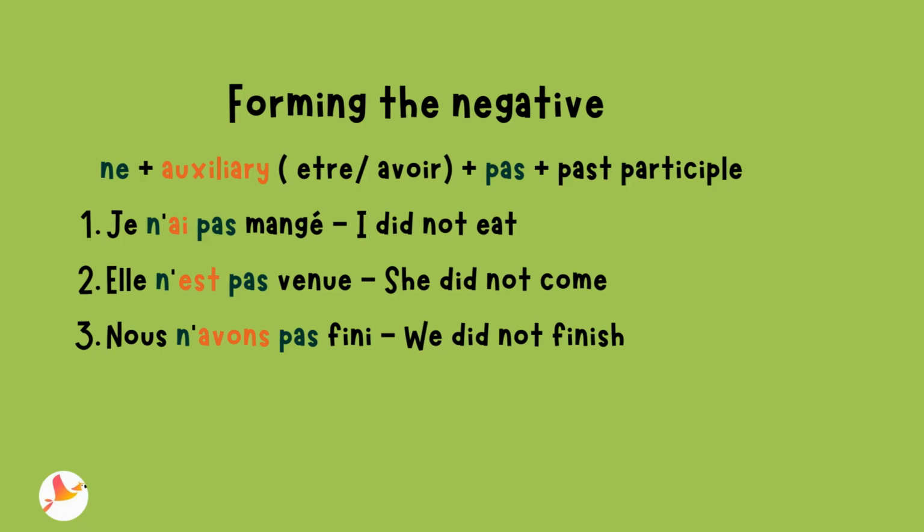Then we have number two. We have a different auxiliary. We have an être auxiliary, which is conjugated in the present tense. However, the negative formation is surrounding the auxiliary and not the past participle. Right? So we have n'est pas. Same is true for number three. We surround the auxiliary avons with ne and pas.